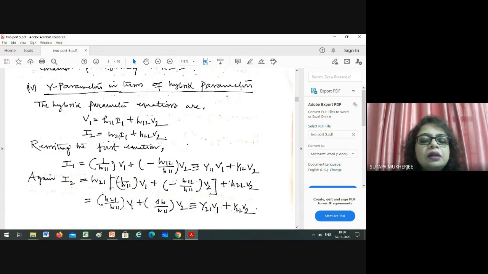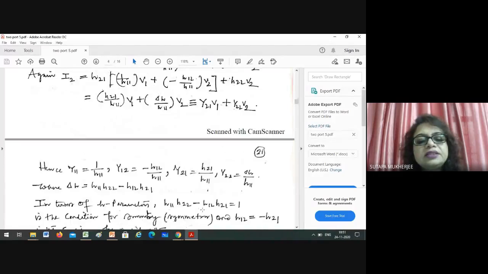Here will be 1, it is missing. I put the value of I1 and put it here, then do the solution. You will be able to get h21 by h11 v1 plus delta h by h11 v2. This is equivalent to y21 v1 plus y22 v2. So what is y21? h21 by h11. What is y22? Delta h by h11.